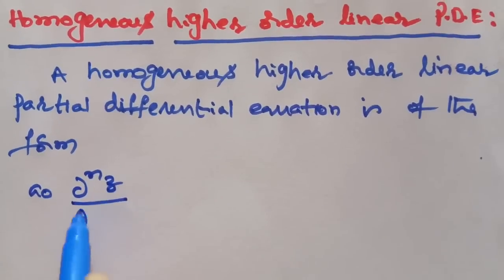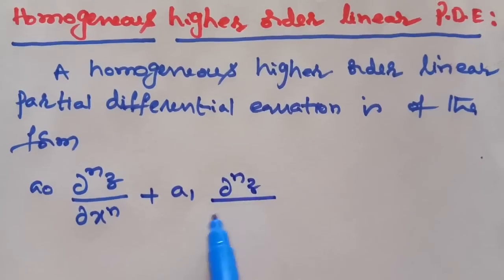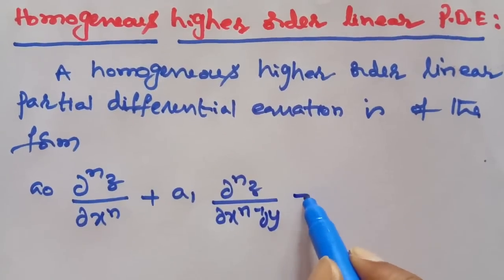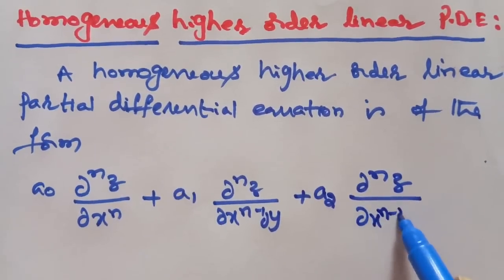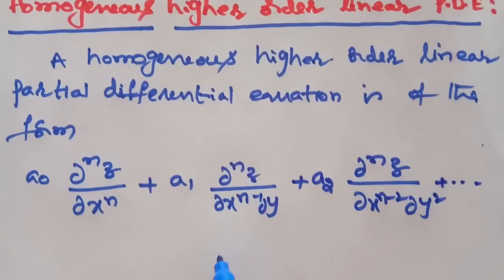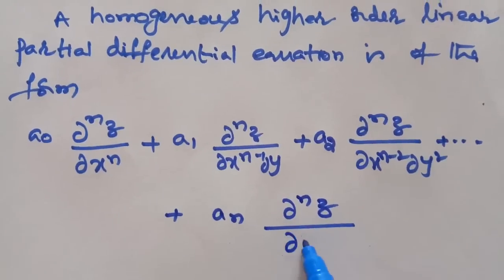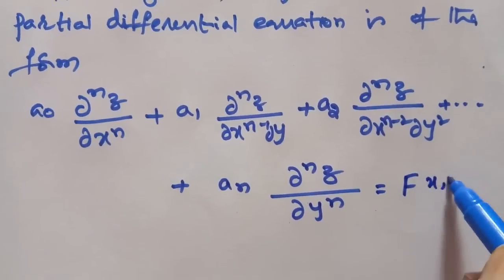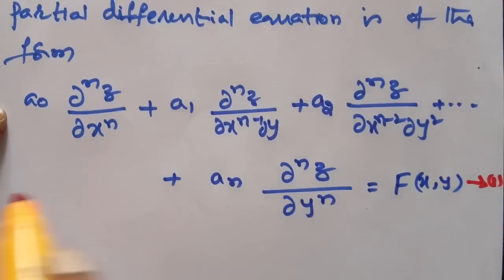nth derivative of z with respect to x, plus a1 into the nth derivative of z with respect to x n minus 1 times and with respect to y 1 time, plus a2 into the nth derivative of z with respect to x n minus 2 times and y 2 times, and so on, plus an into the nth derivative of z with respect to y n times, is equal to f of x comma y. Say this is equation number 1.